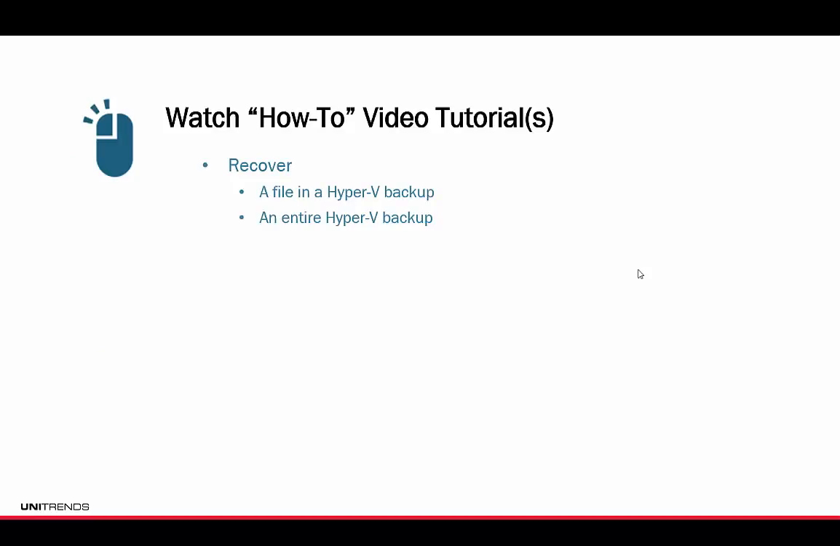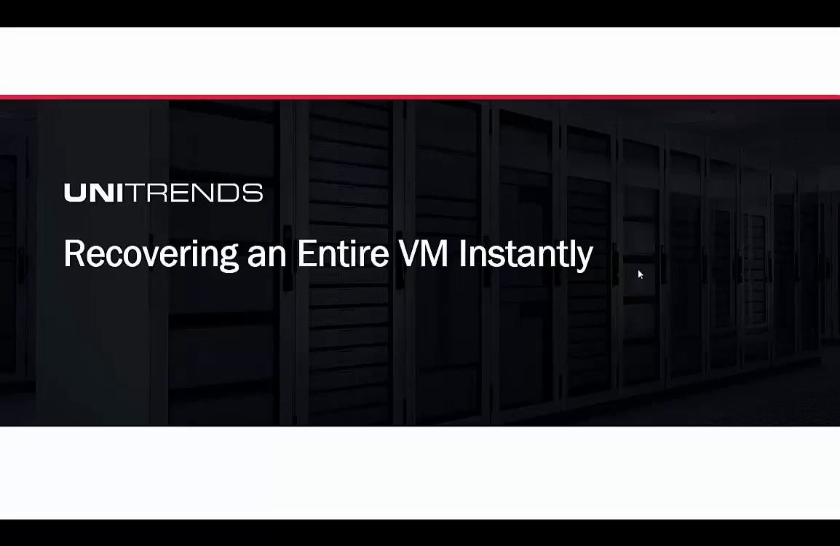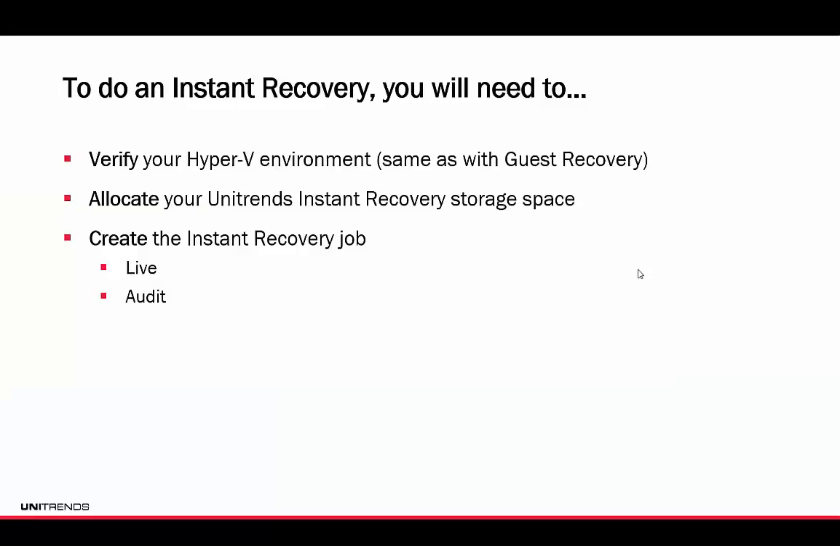Next, we're going to watch the how-to video tutorial on recovering a file and folder in Hyper-V Backup and recovering an entire Hyper-V backup. Let's take a look at recovering an entire VM instantly. To do an instant recovery, you'll need to once again verify your Hyper-V environment, same as with the guest recovery. You're also going to make sure you allocate once again your instant recovery storage space. Once again, we talked about that earlier.